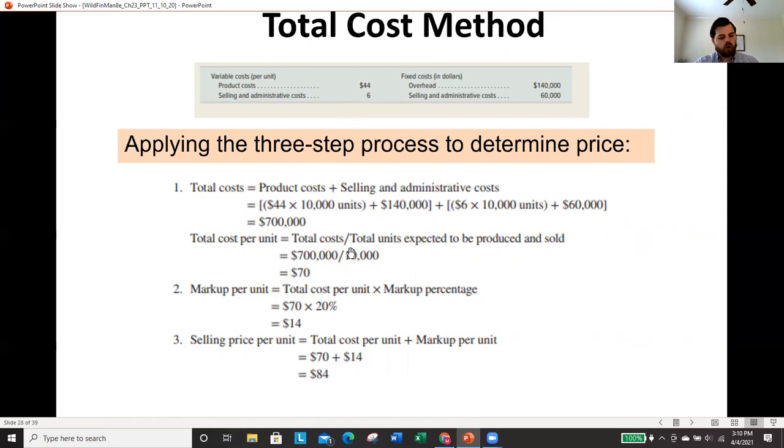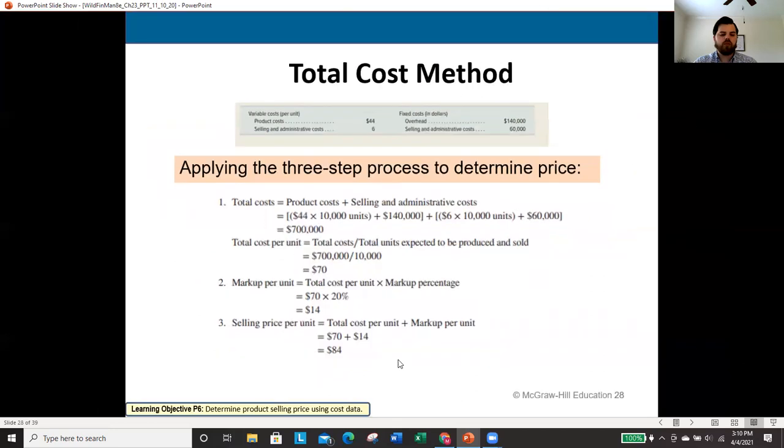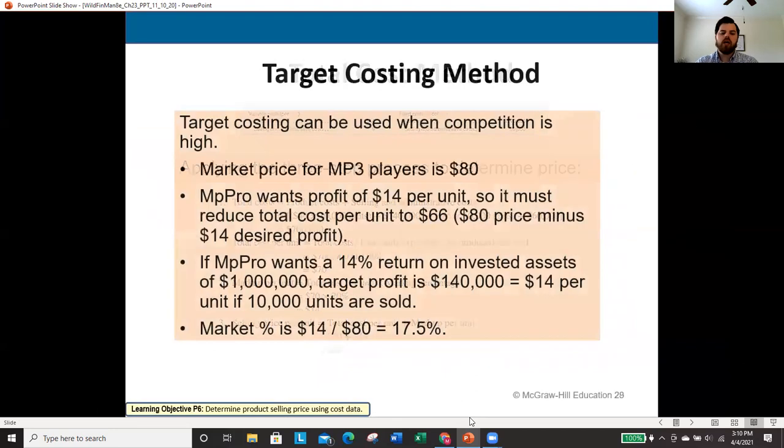This gives me my total cost. So $700,000 divided by 10,000 units, well, that is $70 per unit. In this case, I'm told I want a 20% markup. That's a $14 markup. Then I'll simply add the two pieces together, 70 plus 14, coming out to $84.